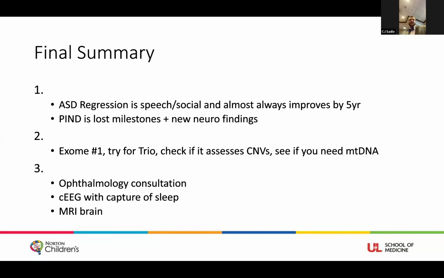Great. So here's a question. Is there any data that you found on individuals who have a prior insult and have intellectual disability that may seem out of proportion to that insult, and what the yield of exome and other tests is on that? No, actually, that is a great point, and I did not find any particularly on that.